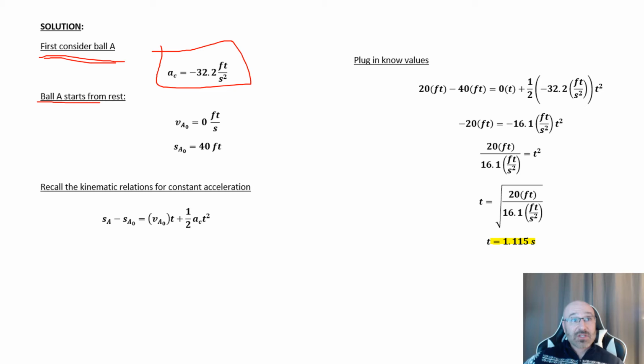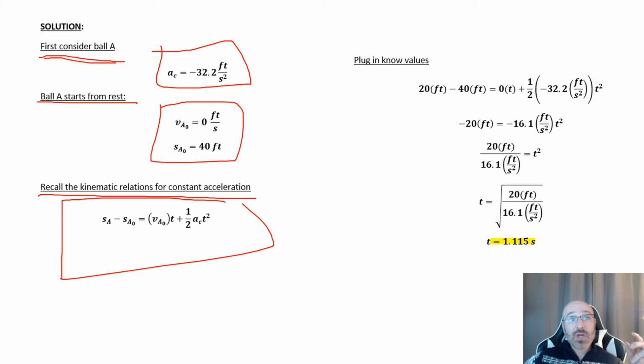I still state here that ball A starts from rest. So this is what I can infer from starting from rest: my initial velocity, my initial position. And then I recall the kinematic relations for constant acceleration. This is telling me what governing equation I'm going to be utilizing. Then I'm clearly stating what I'm doing next.